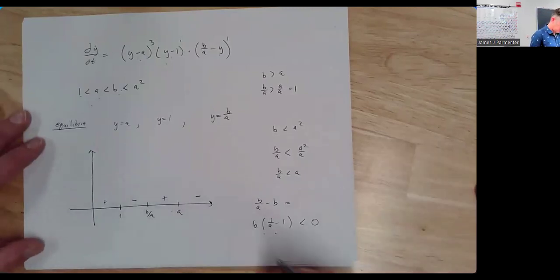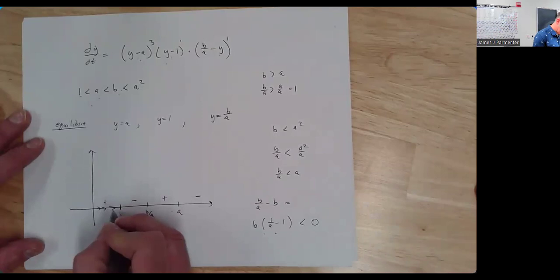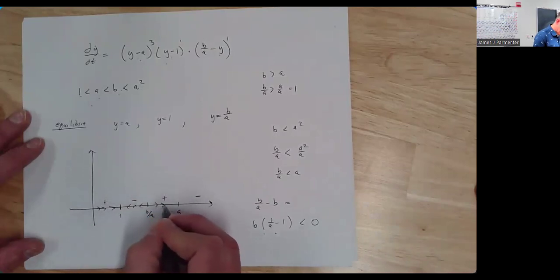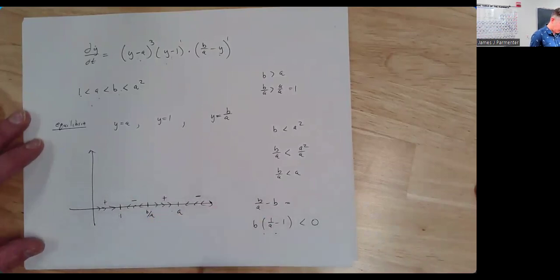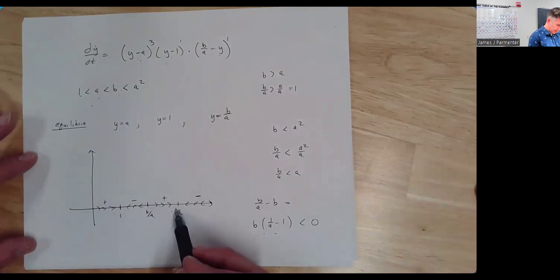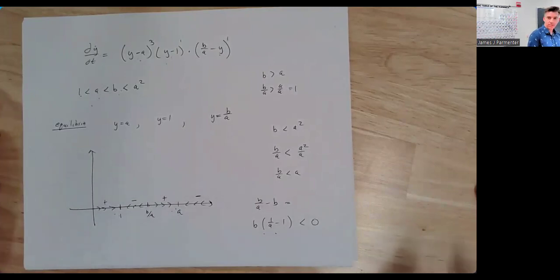And then the usual deal, increasing, decreasing. So we have stable equilibria at 1 and a, and unstable at b over a.